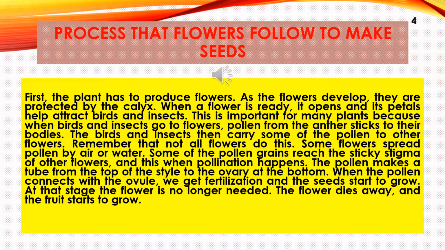The pollen makes a tube down the style to the ovary. The pollen fertilizes the ovule in the ovary. And finally, the seed starts to grow in the ovary, and the ovary becomes the fruit. So this is the process by which a new seed is created. Okay, so listen carefully to this part, and then you're going to be able to answer page 39, number 7.